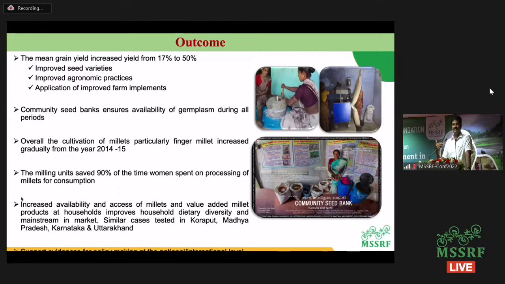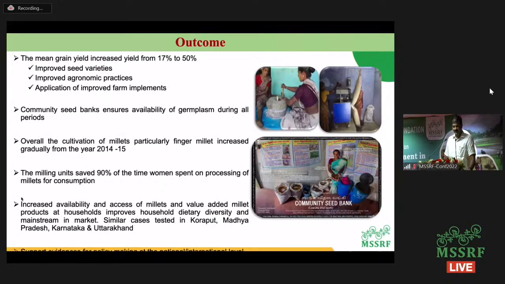The other one is the community seed banks that ensure availability of germplasm during all periods. So whenever a farmer requires a particular seed variety, that is available in the community seed bank. So it addresses seed availability at the local level, even at the village level. That role played by community seed banks is a major reason for conserving millets and also increasing the area under millets after 2014-15 in Kolli Hills.